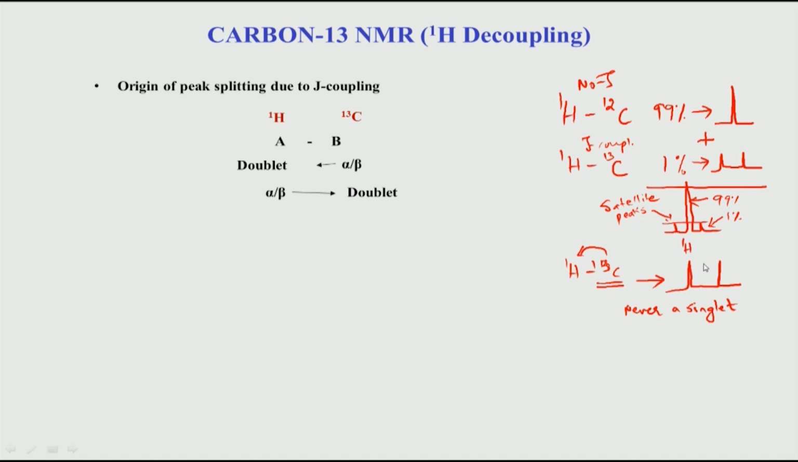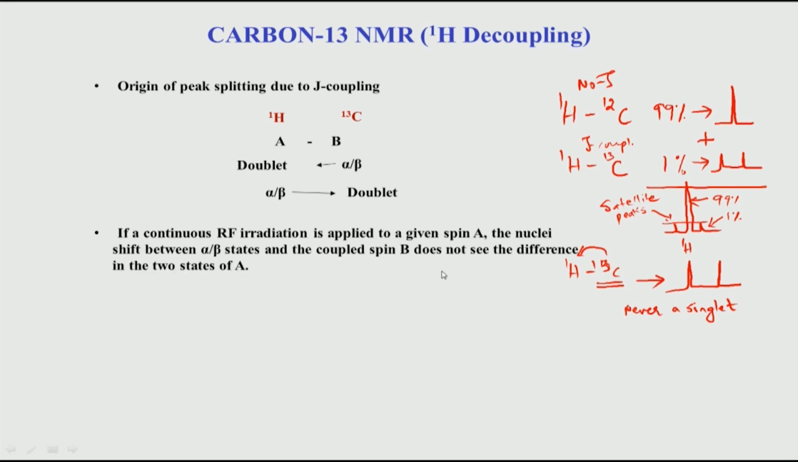But remember, if I remove J interaction, I also lose information of the multiplicity. But let us say that we do not care for multiplicity now, we only want a single peak. Then I have to remove this J coupling between the carbon and hydrogen, and then only I will get a singlet. So, how do we actually do decoupling? How do we remove this interaction so that we can get a singlet? And that is done as follows.